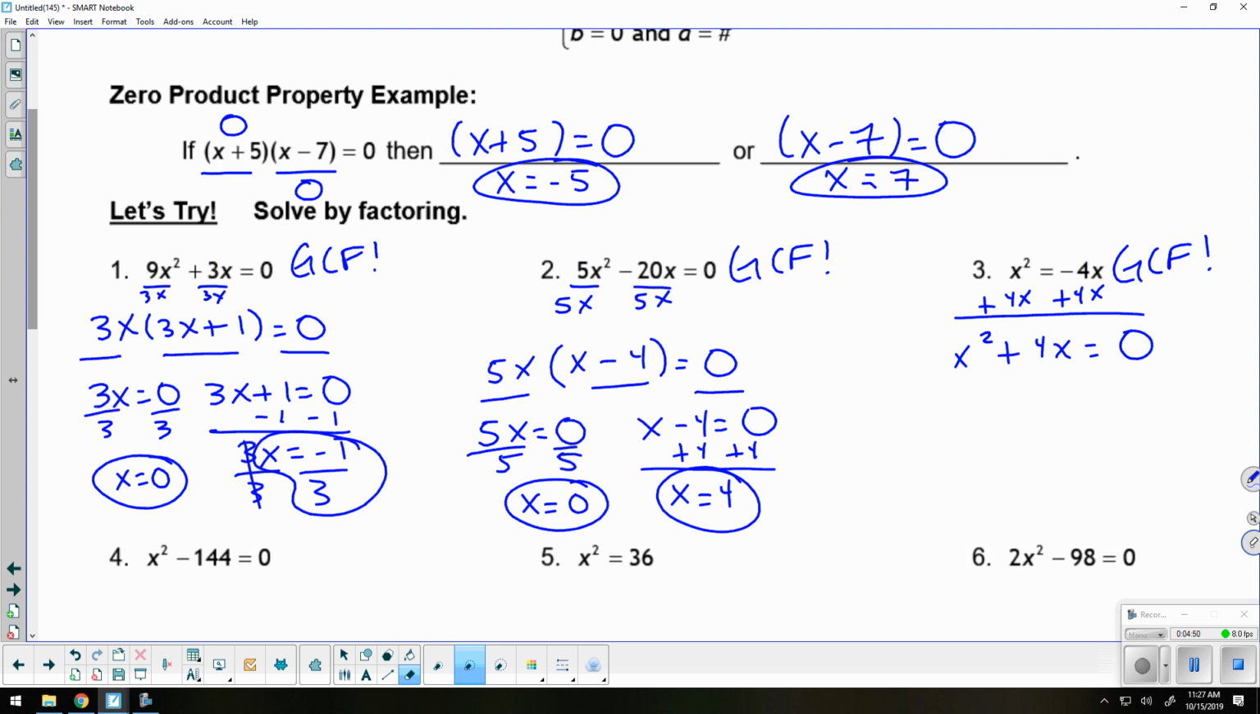So what's the GCF in this case? What can you divide out of both terms? Well, number-wise, it would just be 1, but you can definitely take out an x from each. So x gets pulled out front. You have x plus 4 left over, and now just solve it.